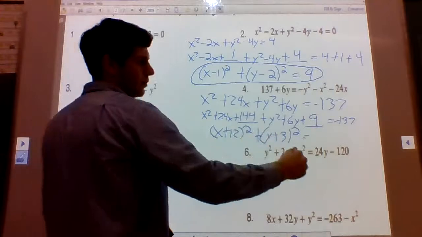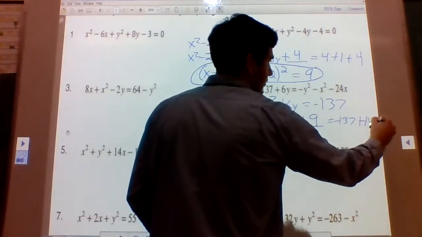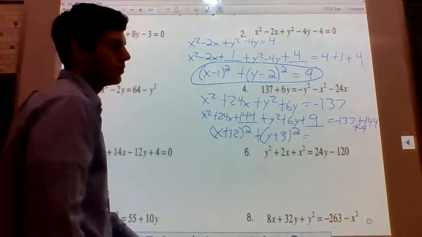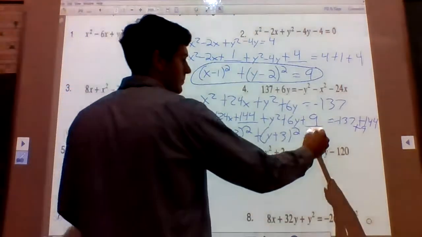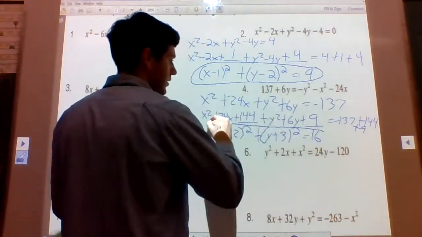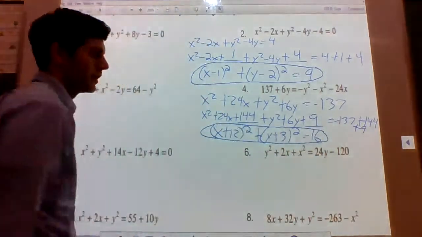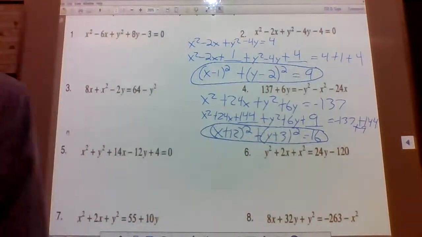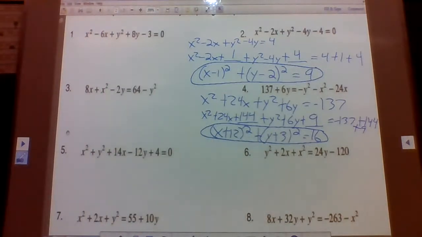Okay, if we added 144, we have to add 144. If we added 9, we have to add 9. That's going to be negative 137 plus 153, that's going to be 16. Okay, and that's our equation for the circle. Radius is 4. Center is negative 12, negative 3. Okay. 6 here.